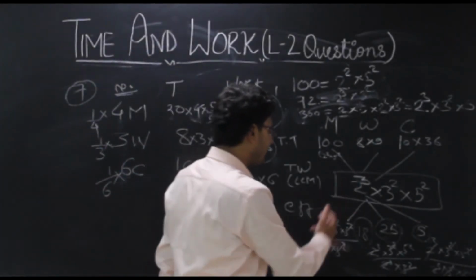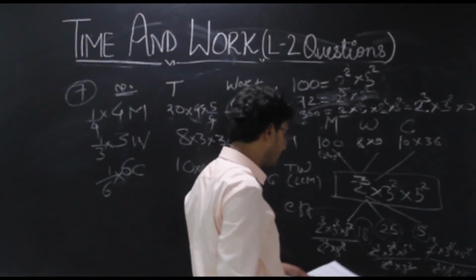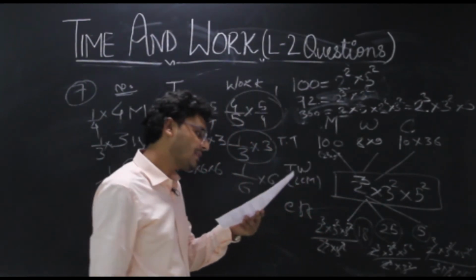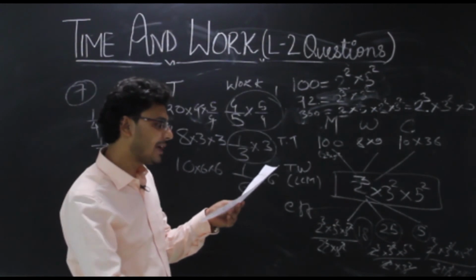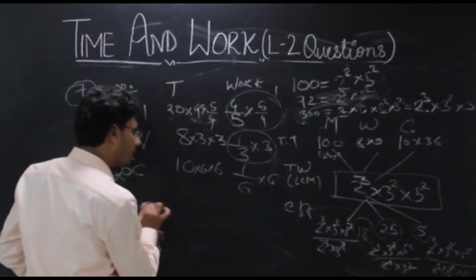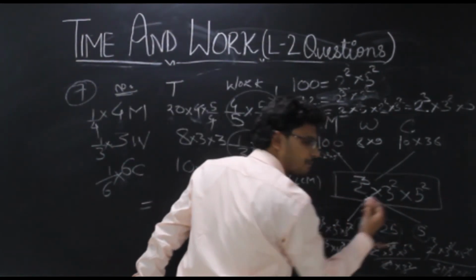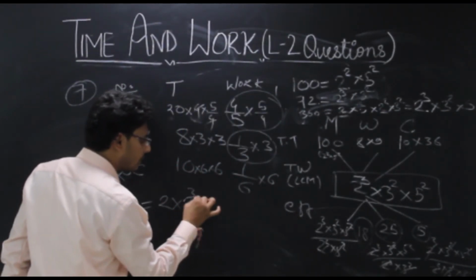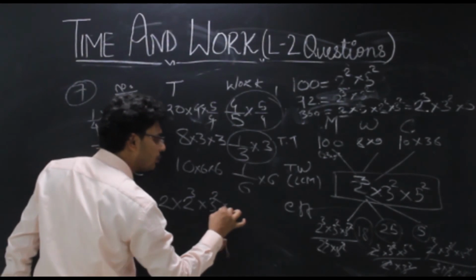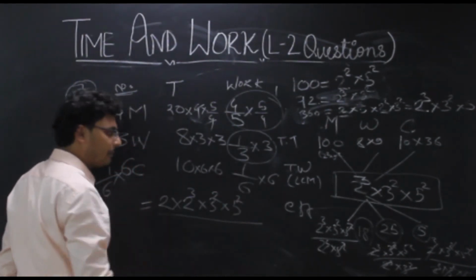So now we got the efficiency of all of them individually for this wall. So now what he is asking is, how much time will it take for a man, a woman and a child to build 2 times such the length of a wall? So we know the length of wall is nothing but this LCM. So 2 times such length of wall will be 2 into 2 cube into 3 square into 5 square. What is the work done per day by all of them?